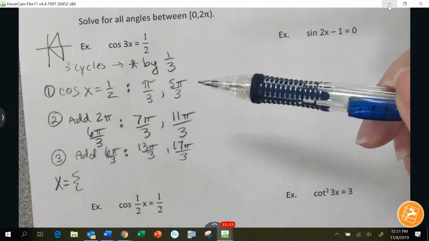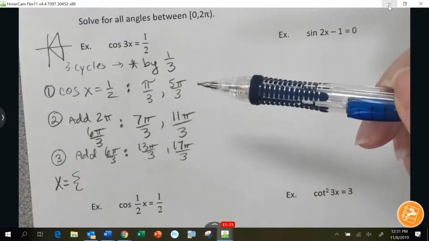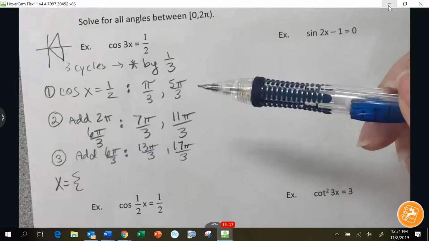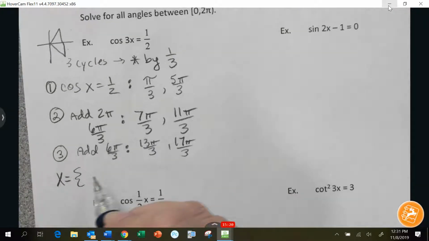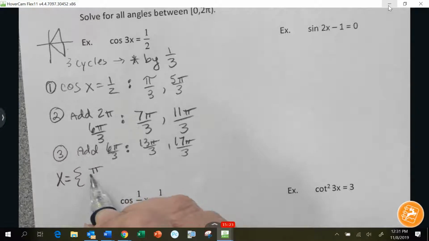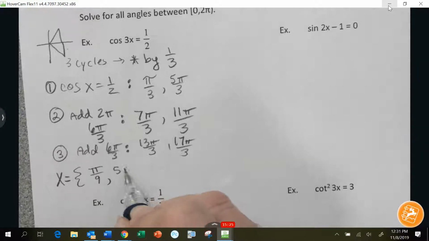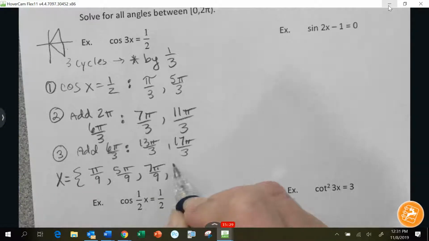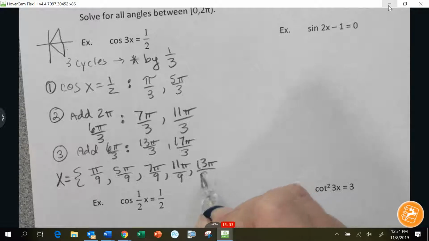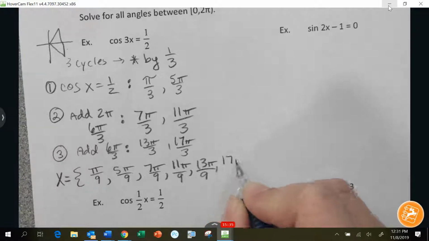I did 6s in my last class and nobody said anything. God, I messed up so many times in that class. It is 9. You're right. I just must have been in a hurry. So pi over 9, 5 pi over 9, 7 pi over 9, 11 pi over 9, 13 pi over 9, and 17 pi over 9.